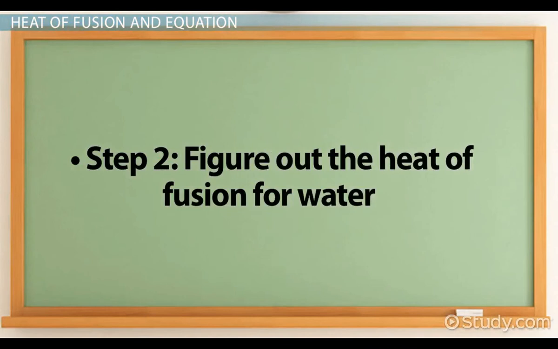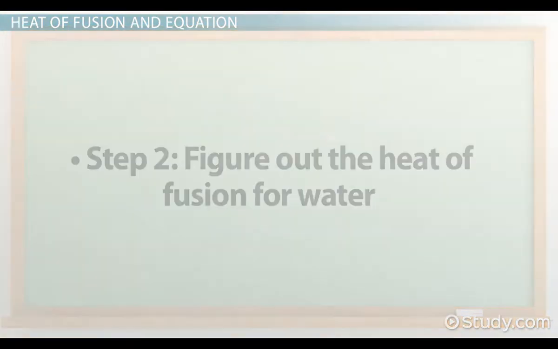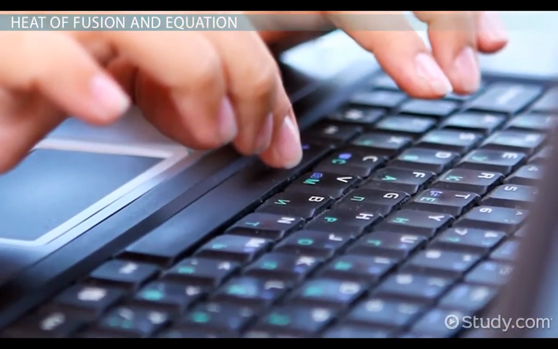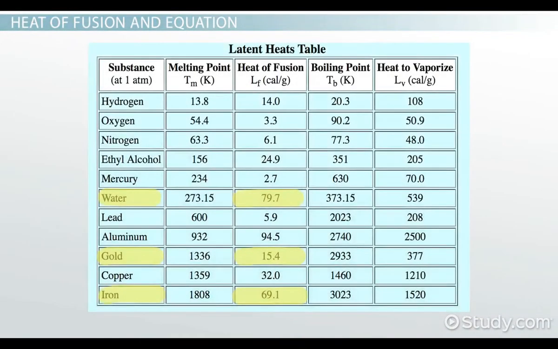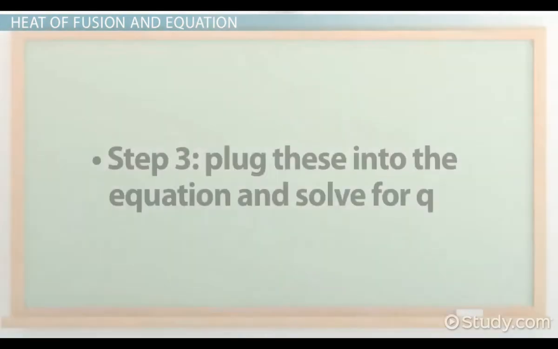Step 2. Figure out the heat of fusion for water. There are tables available on the internet and in some chemistry textbooks. Each substance has its own heat of fusion, and water's heat of fusion is 79.7 calories per gram. Step 3.